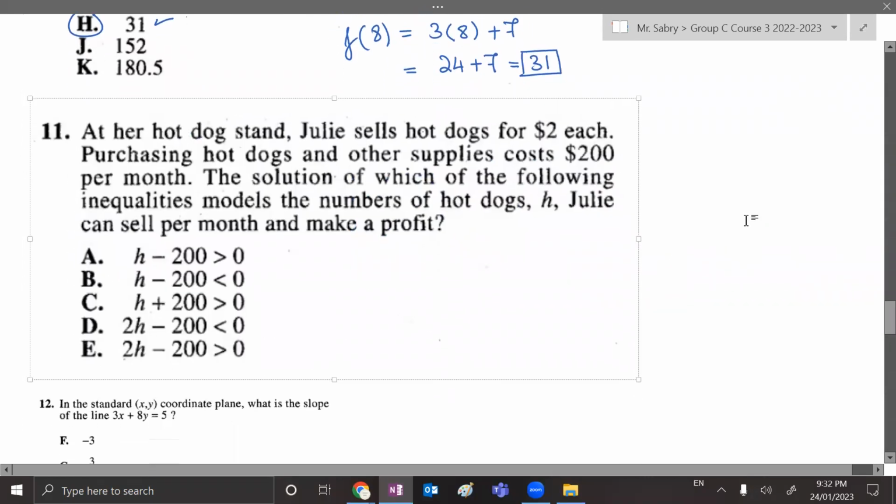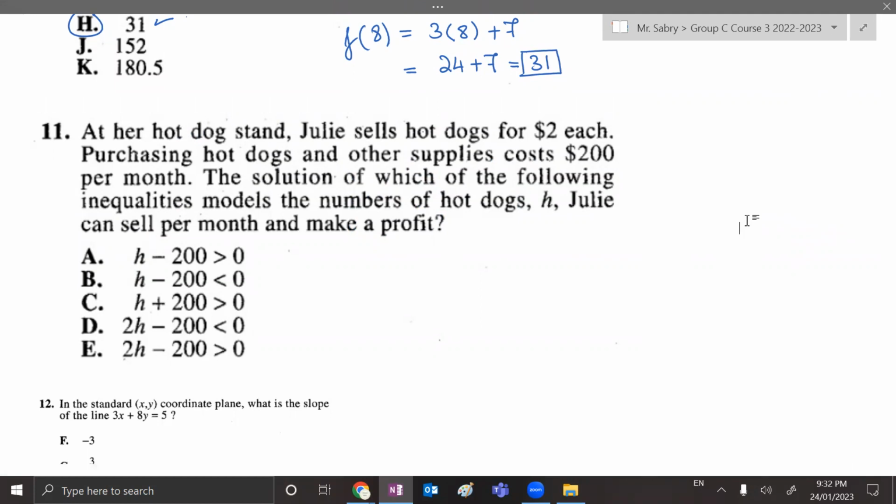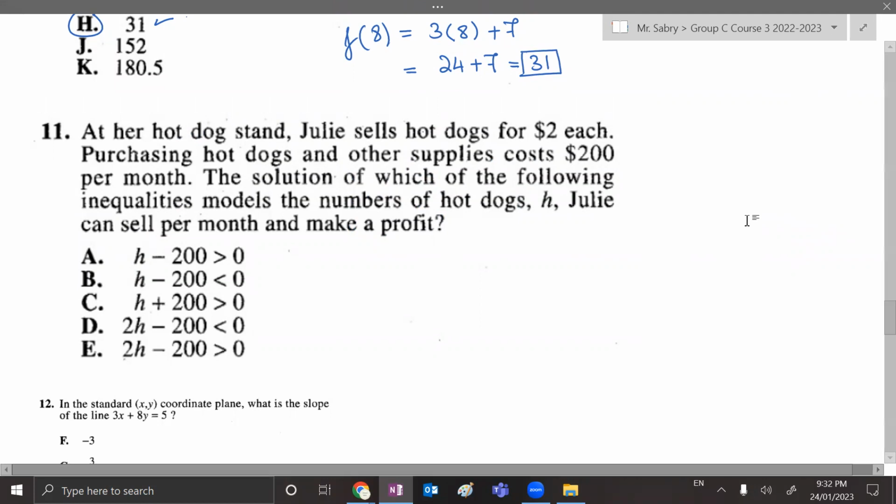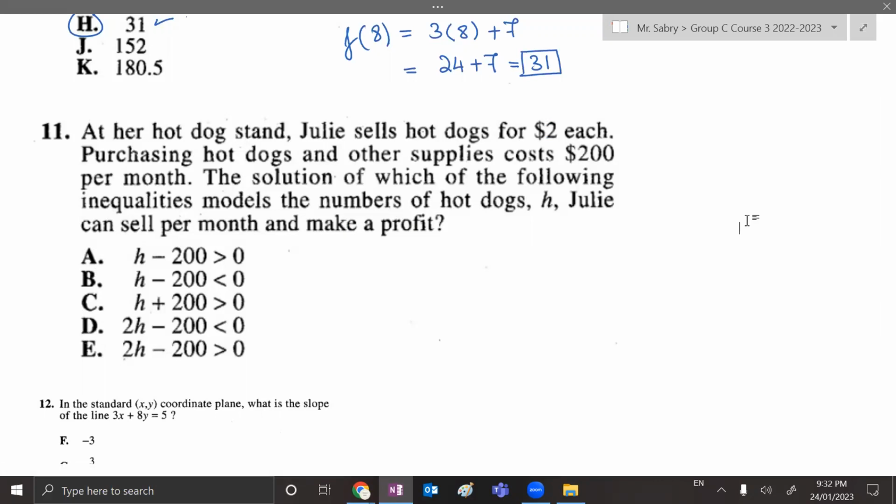Number 11, this was the start of P3. At her hot dog stand, Julie sells hot dogs for $2 each. Purchasing hot dogs and other supplies costs $200 per month. The solution of which of the following inequalities models the number of hot dogs Julie can sell per month and make a profit? First of all, when do I make a profit? Or what is the profit? The profit is the difference between الريفينيو اللي هي الحاجات اللي جات لي الاماونتس اللي بعت بيها overall minus الكوست.